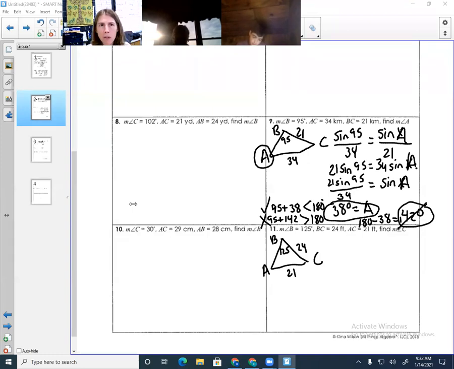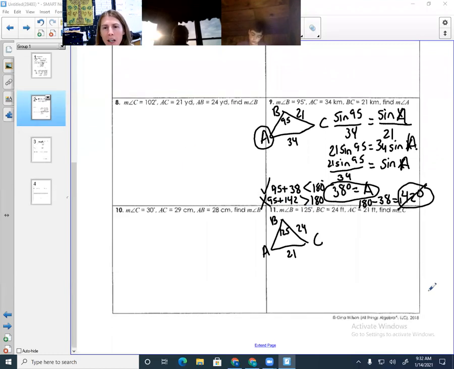No takers. Nobody wants to talk. All right. Let's see here. We know, let's start with what we need to find, C. So I'm just going to circle that. All right. Let's start here. B is 125. So let's do sine of 125. Opposite side is 21.